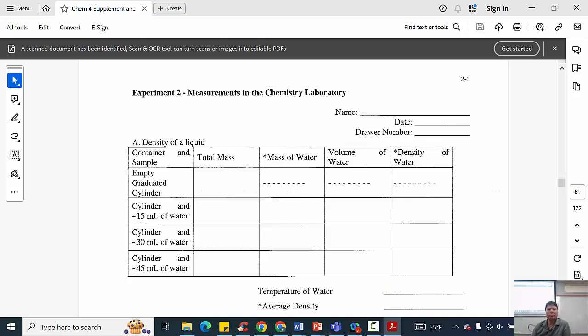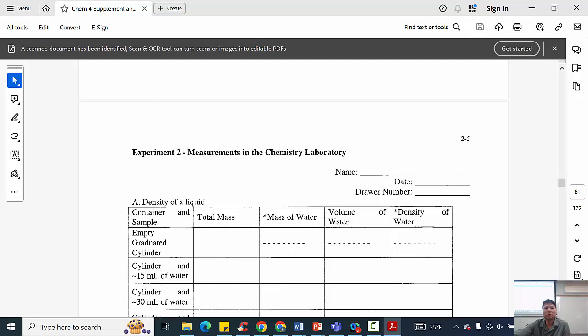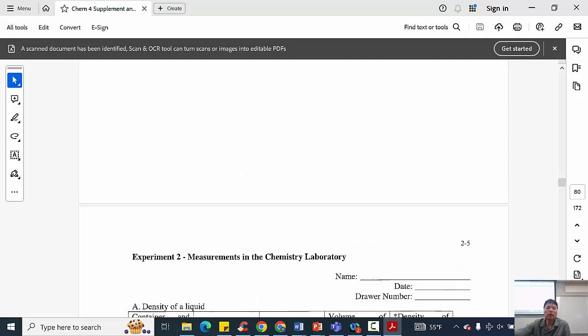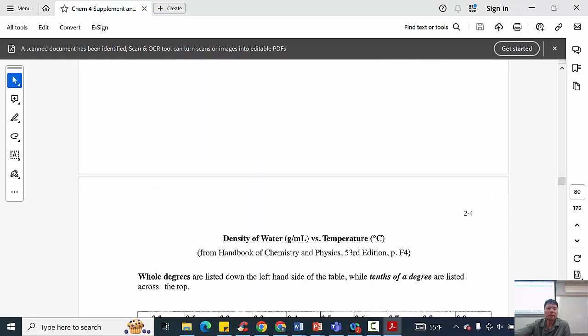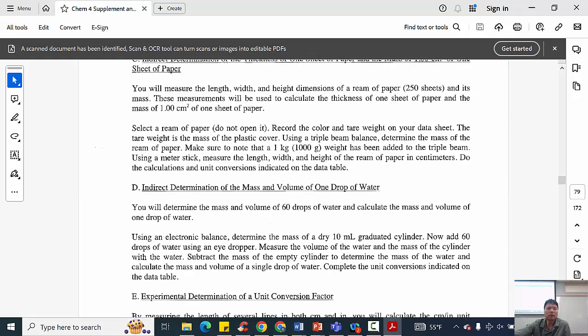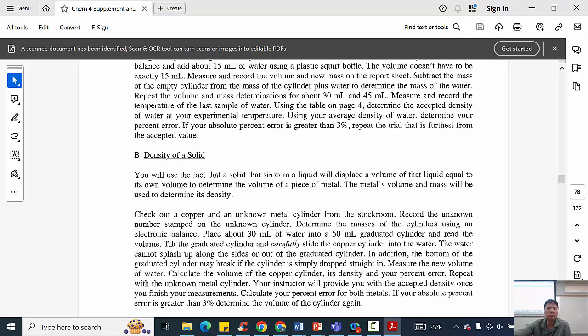And so I look at this. I need the mass of an empty graduated cylinder. I need the mass of a grad cylinder and 15 milliliters of water and 30 milliliters and then 45 milliliters of water. And then I need to measure the temperature. I need to measure the volume of water here. Okay. And so in this particular case, let me see what else they have written down here. Oh, here's the procedure here.